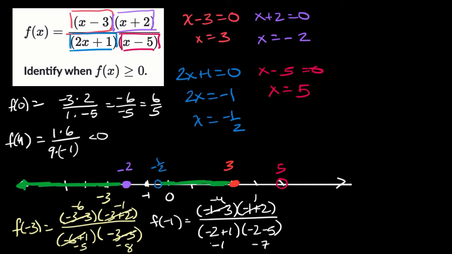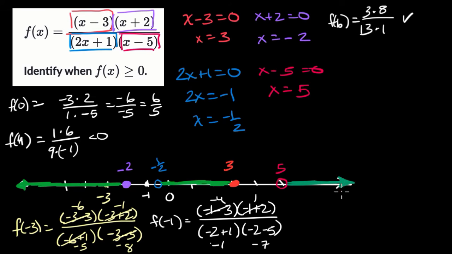But now let's go to values larger than 5, and let's try 6. f of 6 is going to be 6 minus 3, which is 3, times 6 plus 2, which is 8, over 12 plus 1, which is 13, and 6 minus 5, which is 1. So everything here is positive, so this checks out. So I think we have our interval now.